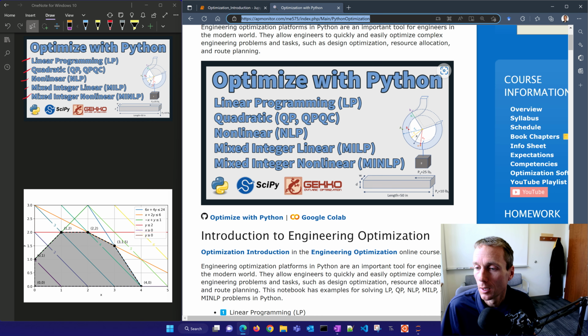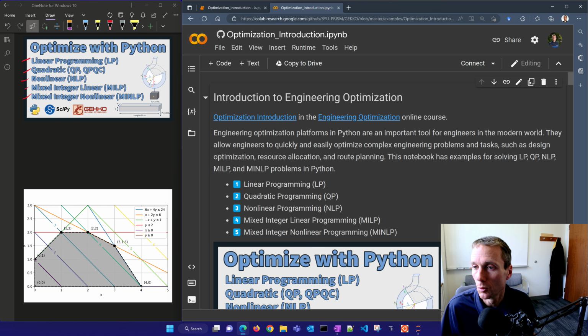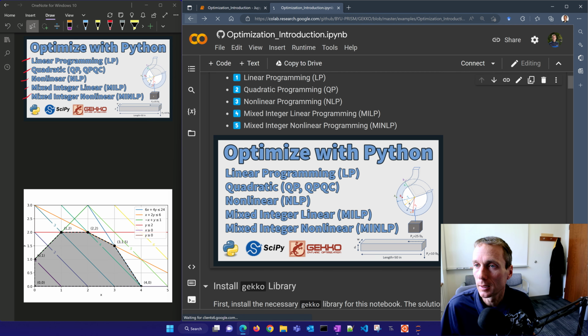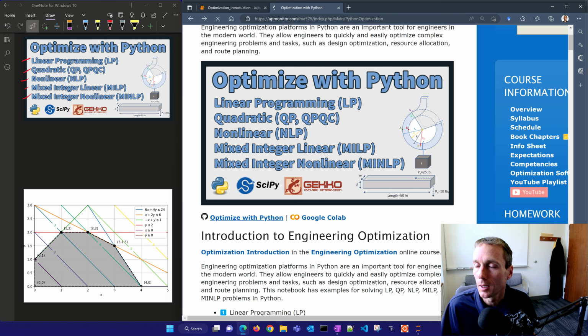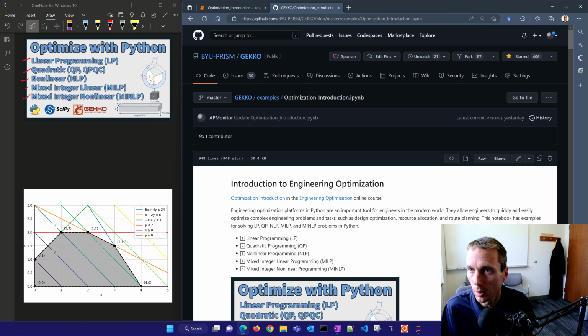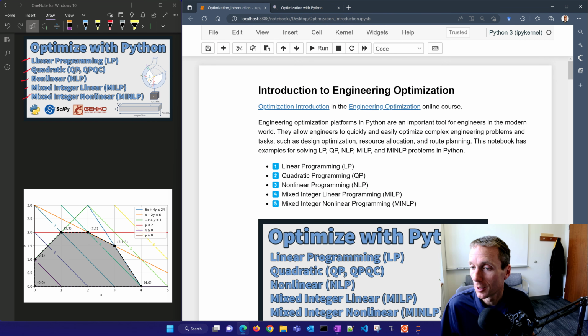I'll post this link. You can come here to the Google Colab link and just run through your web browser without installing anything. Or you can come back here and go to the GitHub link, and that will bring you to a place where you can download this Jupyter Notebook and follow along. So we're just going to start with this Jupyter Notebook right here.